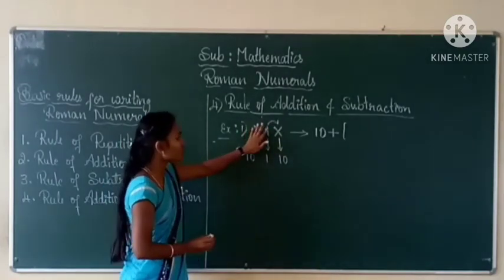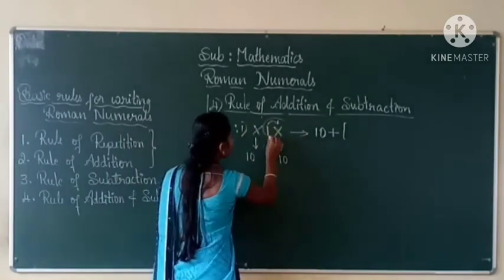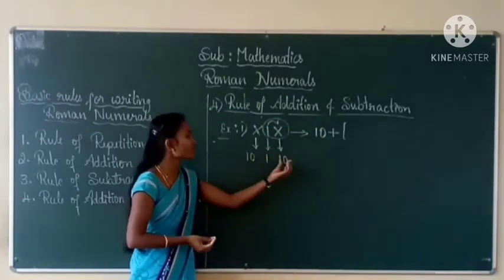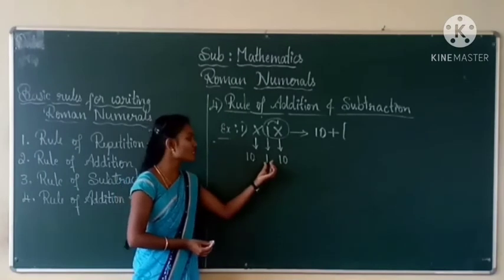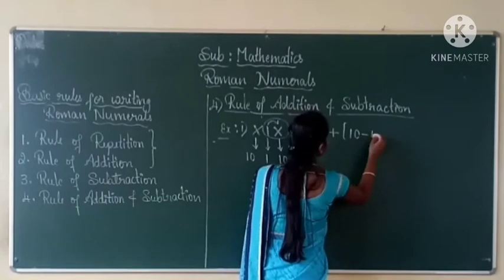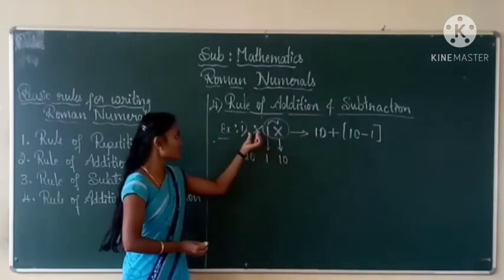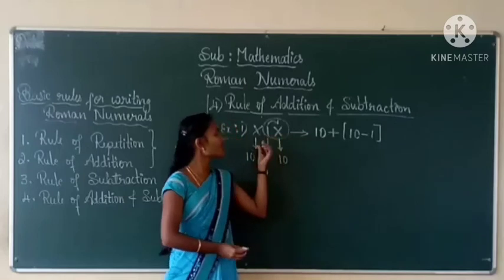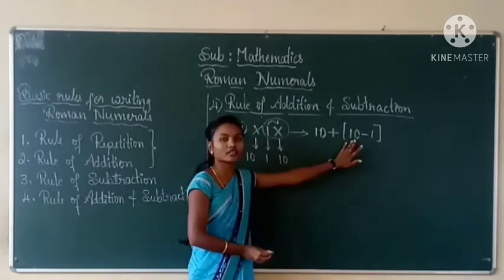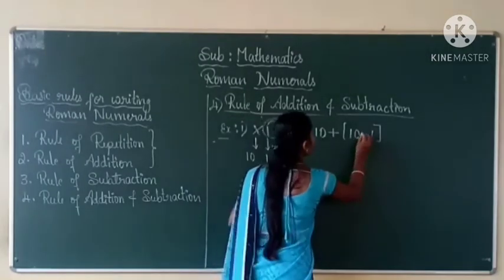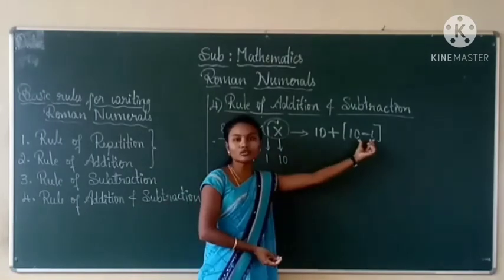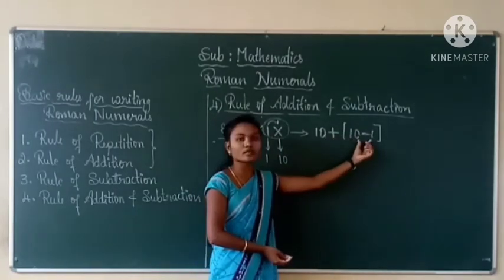So here we know that IX, we have to subtract I from X. That means 10 minus 1. We have to minus 1 from 10. Therefore it is 10 minus 1. So this X stands for 10 and this I stands for 1 and this X stands for 10. So here you can see two operations, addition and subtraction. You can see two different symbols, addition and subtraction.